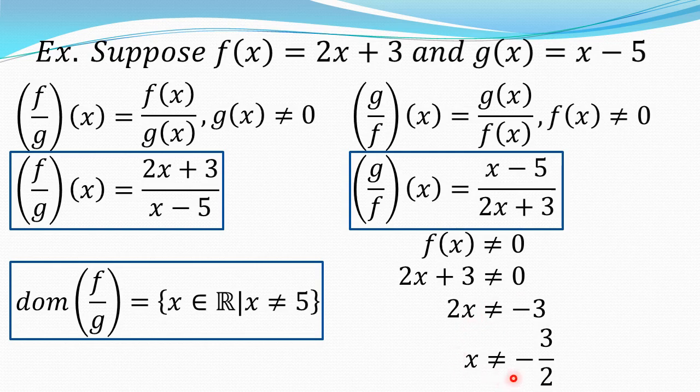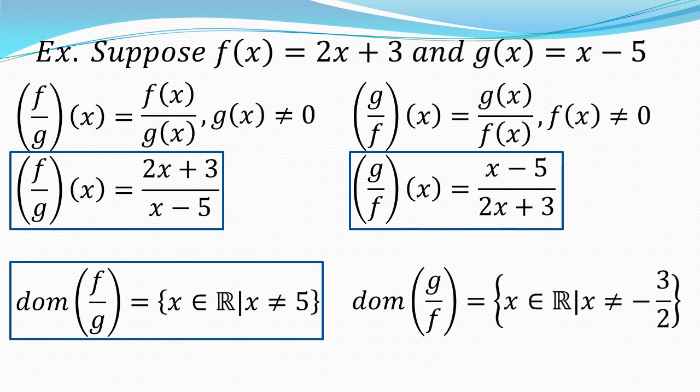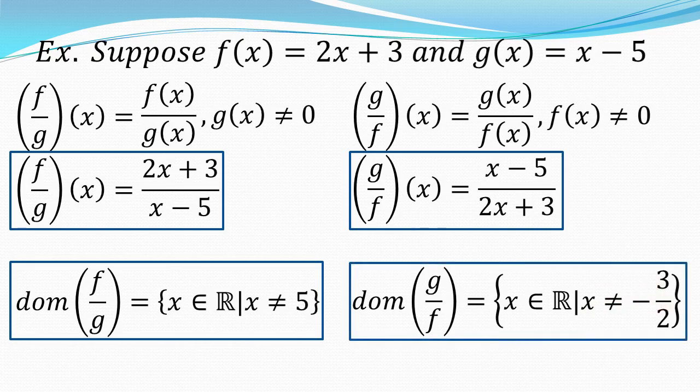So negative 3 over 2 will not be included in the domain. So we write it as this. The domain of g over f is x, a real number, such that x is not equal to negative 3 over 2. That would be your domain. As you can see, it's really different. These two operations are very different from each other. First, the expression itself is different, and then the domain is different. So that's how you calculate this.